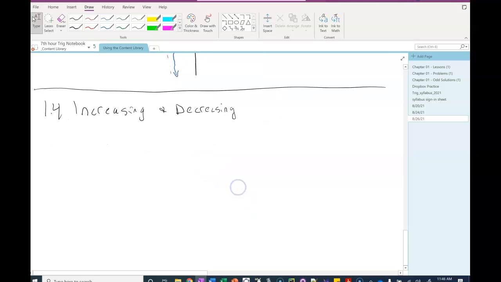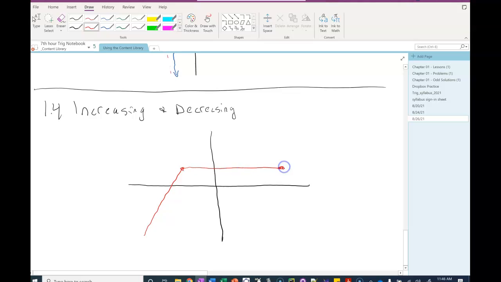The way I like to think about increasing and decreasing, I'm going to define these with a picture. I'm not going to give a written definition of it because I'm not going to ask you to prove anything, so we don't need a really formal definition. I'm just going to ask you to look at a graph and tell me when it's increasing, decreasing, and constant and stuff. Okay, so I have some graph.